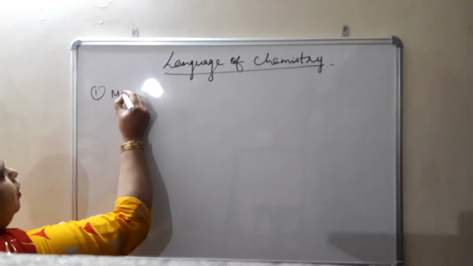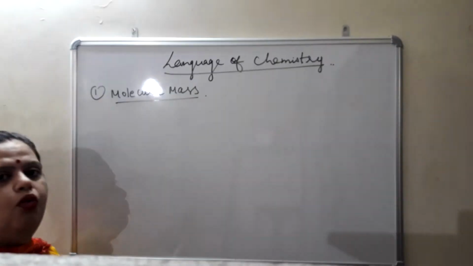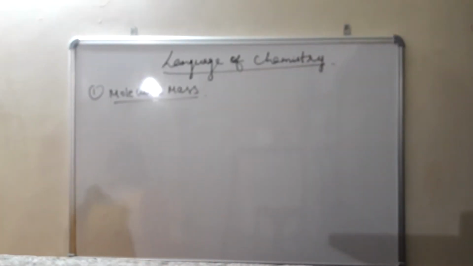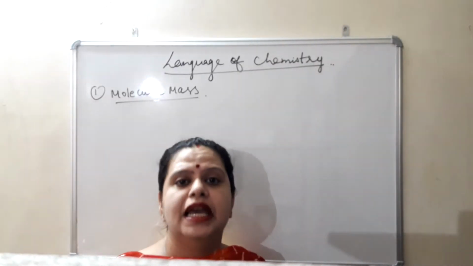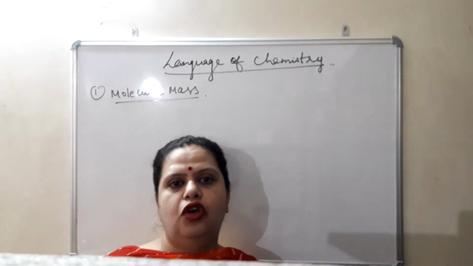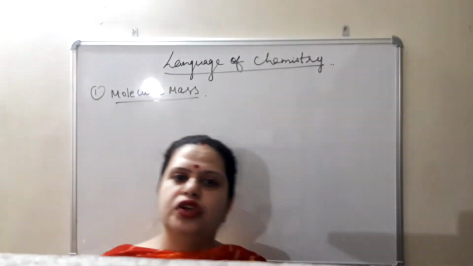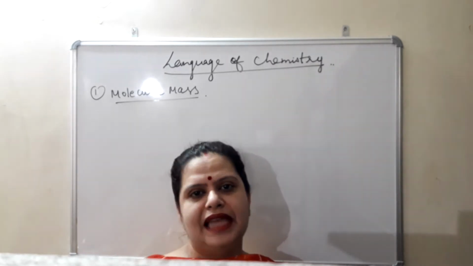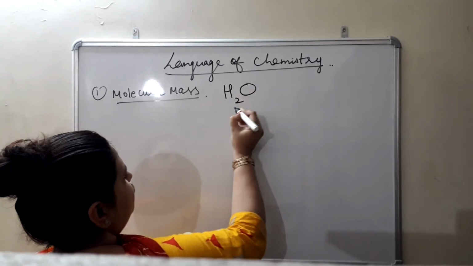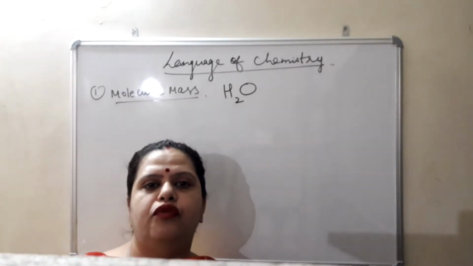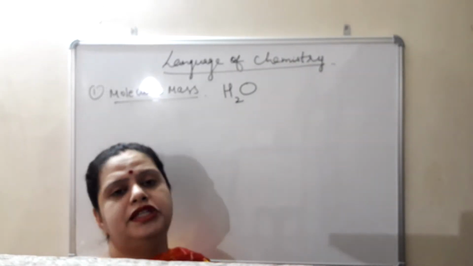First is molecular mass. Now the question is, what is molecular mass? Molecular mass is the total weight of the different elements which are present in a particular compound, that we call molecular mass. Now see here, I start from simple to complex. So first of all, I will take a very simple example, that is of water. This is the formula in which two atoms of hydrogen are present and one atom of oxygen is there. So suppose we have to calculate the molecular mass of this particular compound.